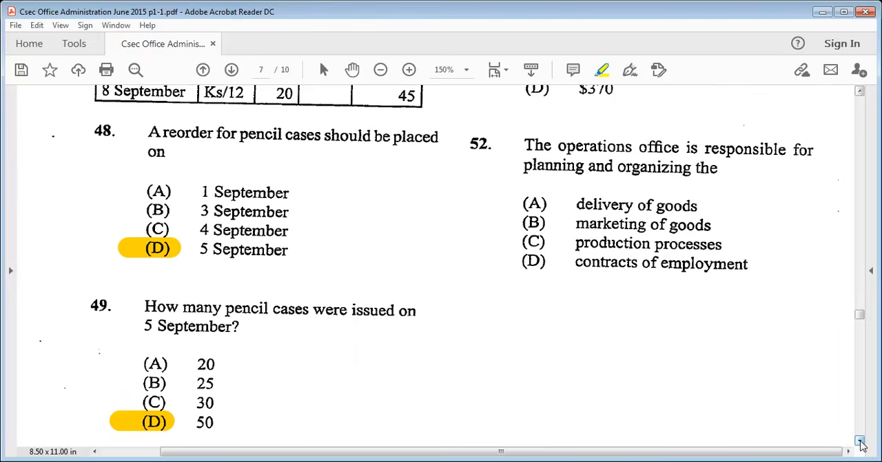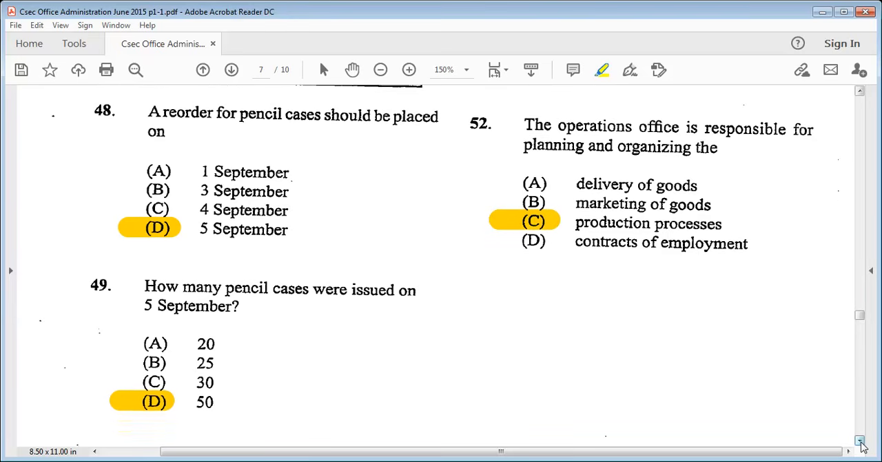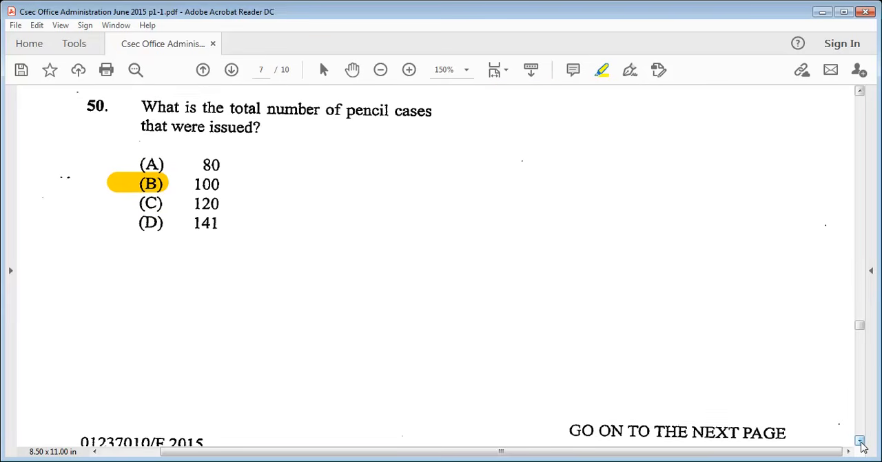52 now. It says, the operations office is responsible for planning and organizing the A, delivery of goods, B, marketing of goods, C, production processes, or D, contracts of employment. We know once it is the operations office, it is responsible for production process. C. Go on to question number 53.